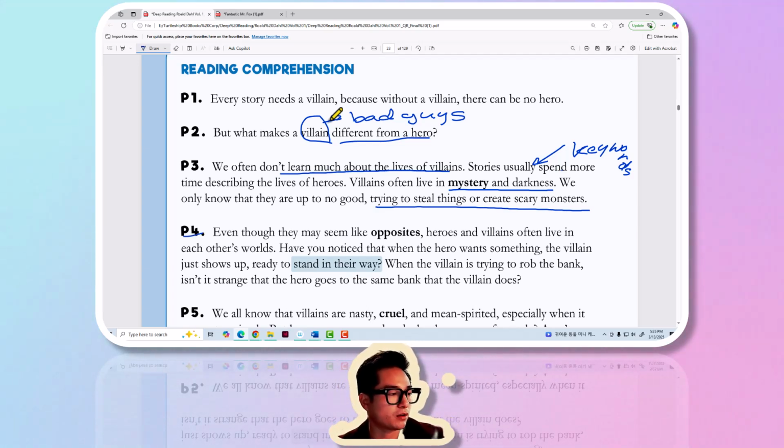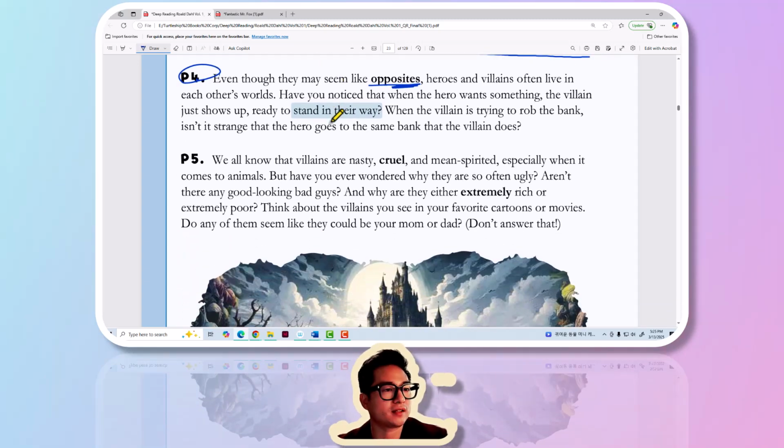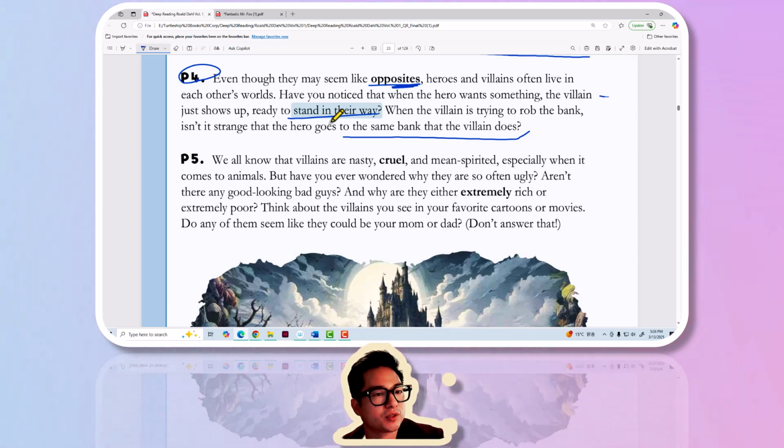Let's go back to paragraph 4. Even though they may seem like opposites, heroes and villains often live in each other's worlds. Have you noticed that when the hero wants something, the villain just shows up ready to stand in their way? When the villain is trying to rob the bank, isn't it strange that the hero goes to the same bank that the villain does? Okay, here we're getting an example.